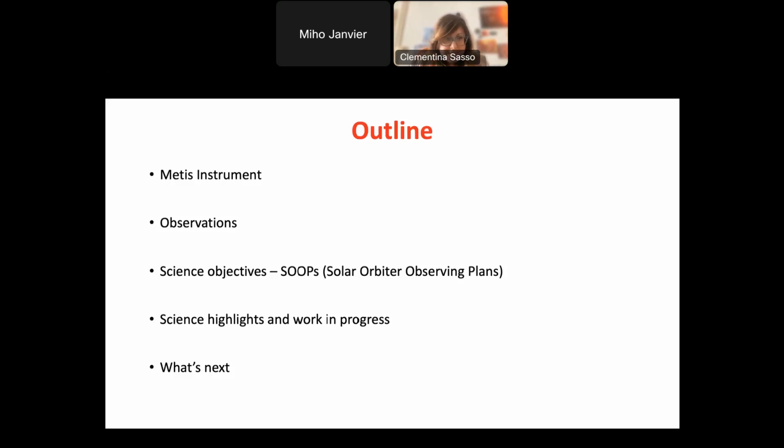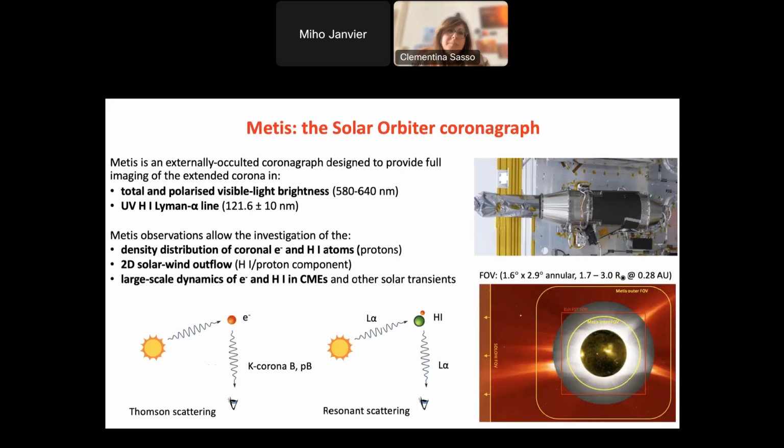course what's next. So Metis is the coronagraph on board Solar Orbiter, an externally occulted coronagraph, and it provides imaging of the extended corona. It has a field of view that at 0.28 AU goes from 1.7 to 3 solar radii. Of course, the field of view changes while we are approaching the Sun, and while Solar Orbiter is moving along its orbit.